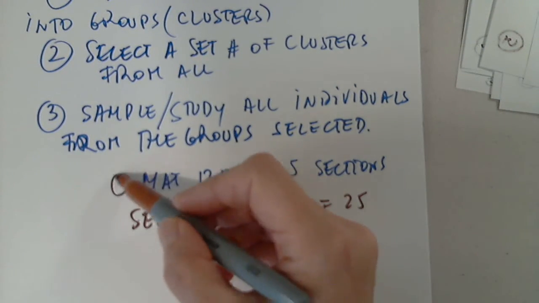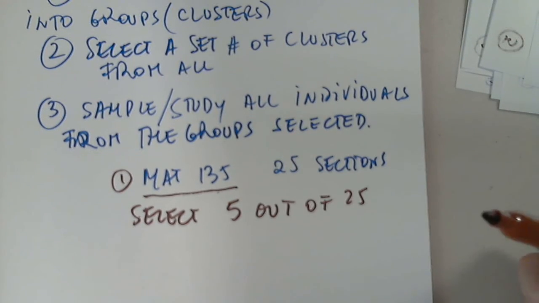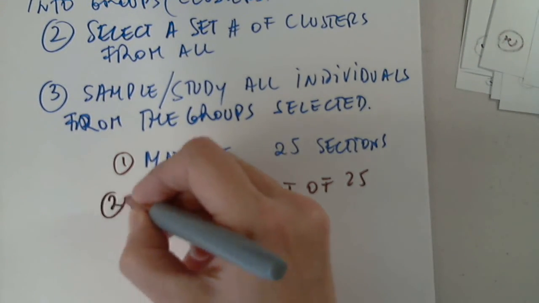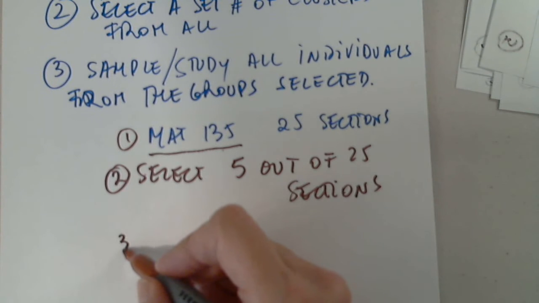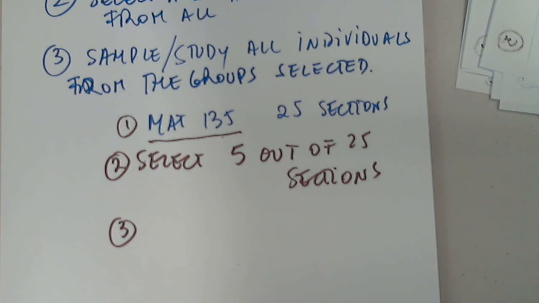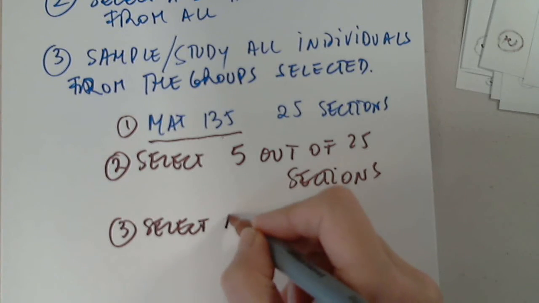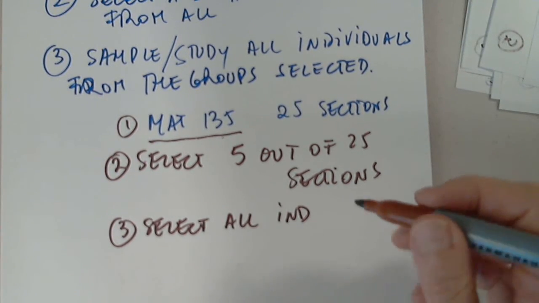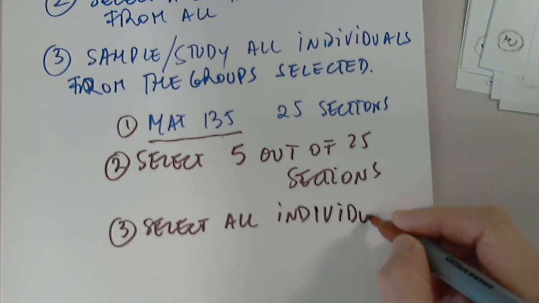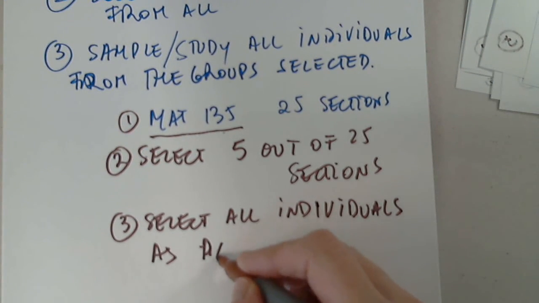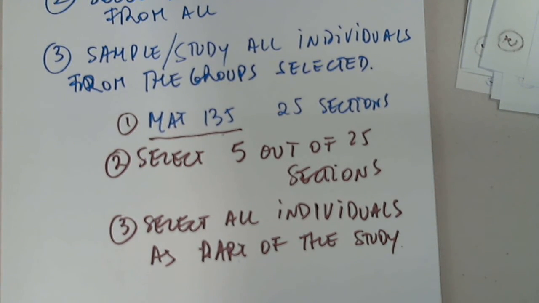So this was step 1. We separated everyone at the college into the group of Math 135 students. Step number 2, we select 5 out of 25 sections. And in step number 3, I surveyed, or I put in the study all individuals. All students have to participate from those 5 sections that I selected out of 25. Select all individuals as part of the study. So this is a cluster sample.